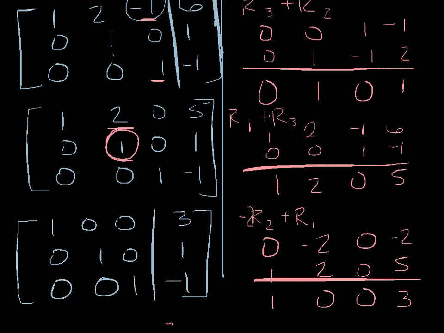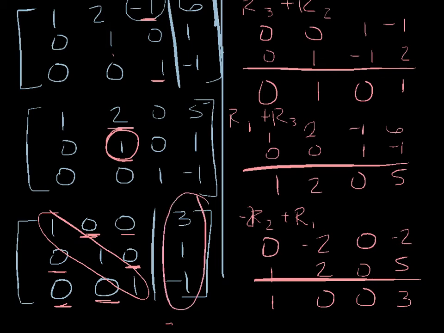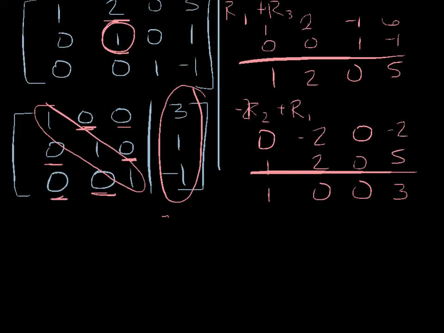Notice this is my reduced row echelon form, where I have my diagonal of 1s and 0s in every other entry in that square matrix. Now, my solutions are that last column. I can write those as a triplet. For example, I can write 3, 1, negative 1. That would be my solution. 3 would be x, 1 would be y, and z would be negative 1.